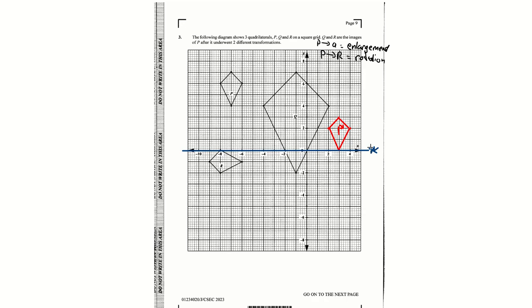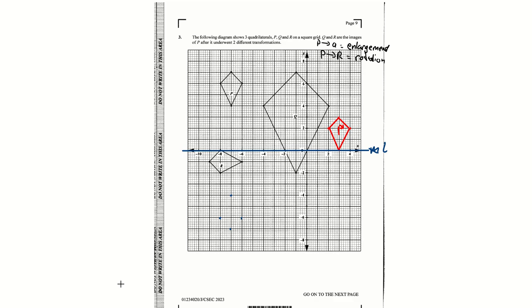This is my mirror line. So I'm going to go 1, 2, 3, 4. So it's 1, 2, 3, 4. 1, 2, 3. Right. And then here. Here. Again, you can check it.